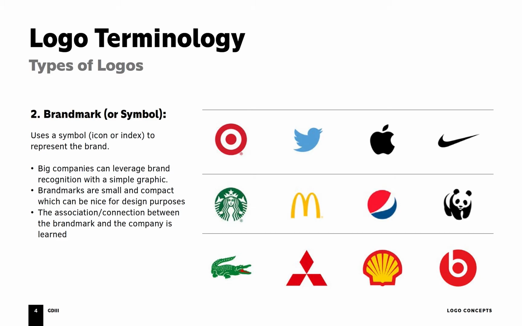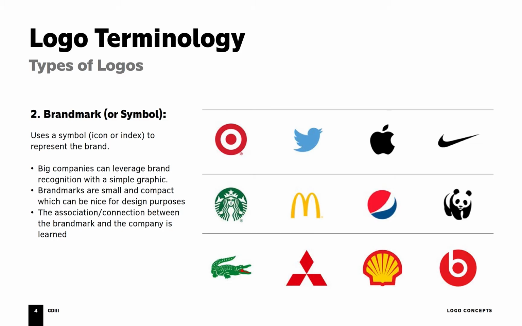So anyway, essentially your takeaway here is that a brand mark or a symbol logo is a graphic. Big companies can leverage brand recognition with just a simple graphic. So if you're Target and your logo is really recognizable, or Pepsi, you don't even need to include your name anymore, which is kind of nice. Brand marks are nice because they're small and compact, so a lot of times that gives you a lot of opportunities with design. You don't have to make room for a big visual element, like a big long name.